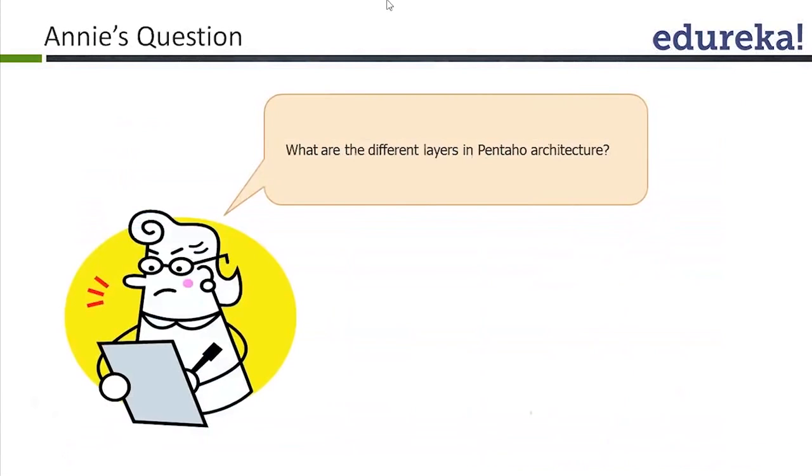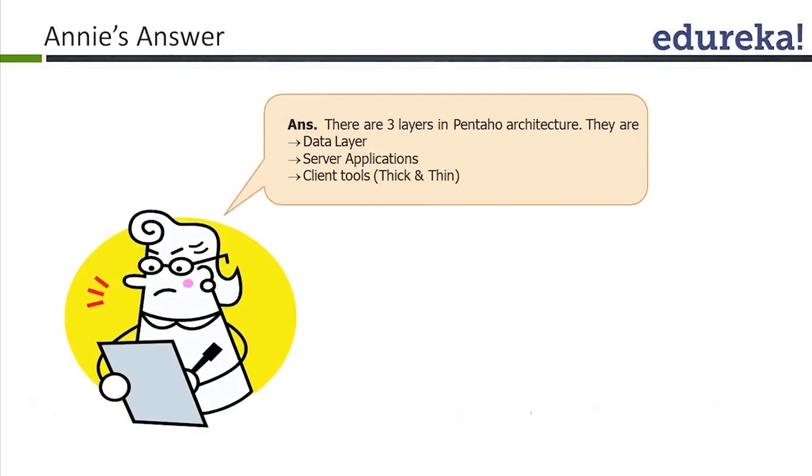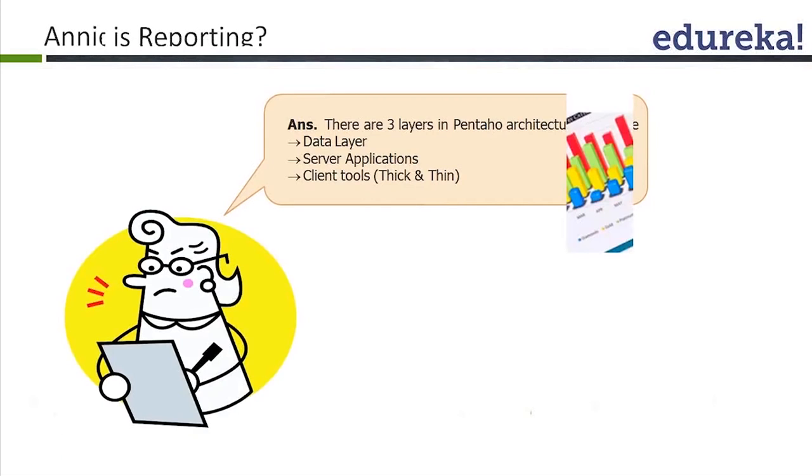What are the different layers in Pentaho architecture? So we have three layers: data layer, server applications, and client tools, which again have thin and thick.